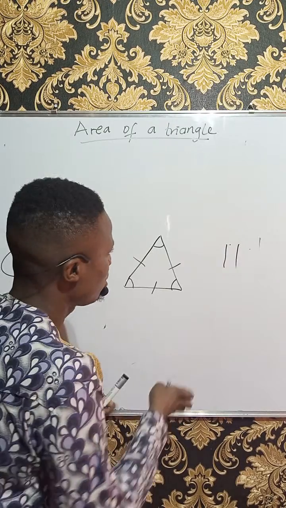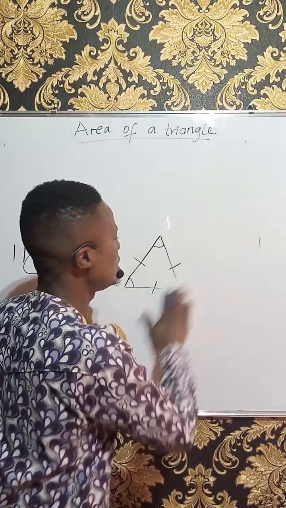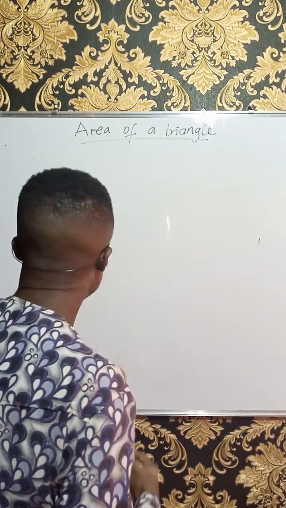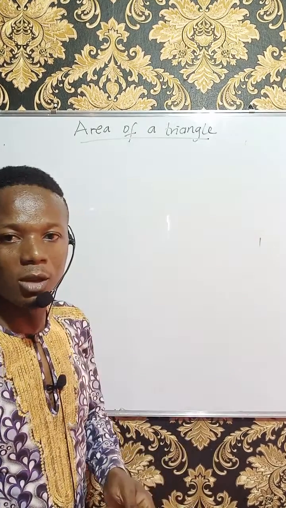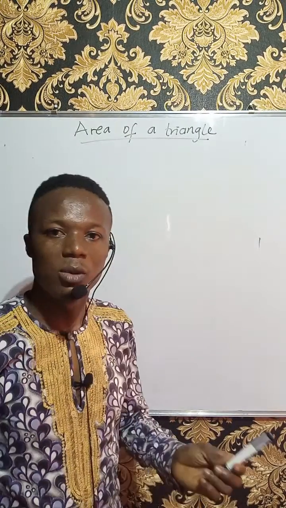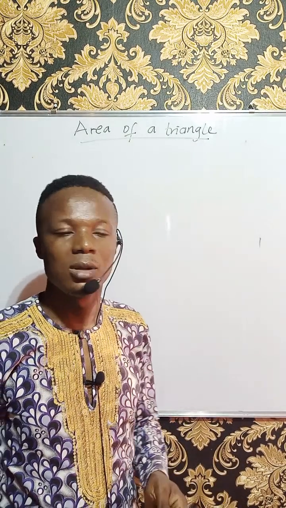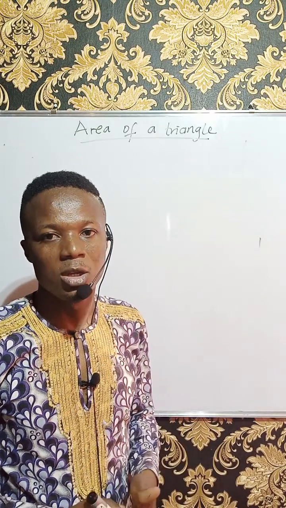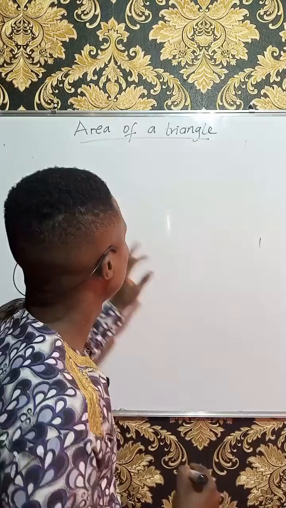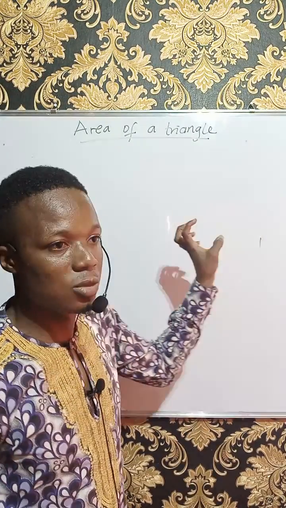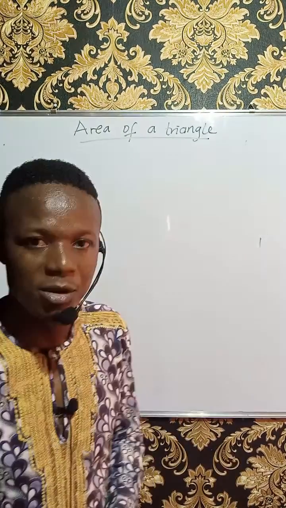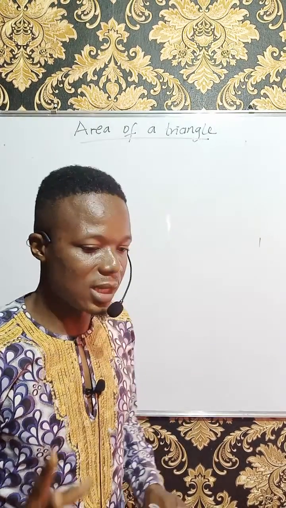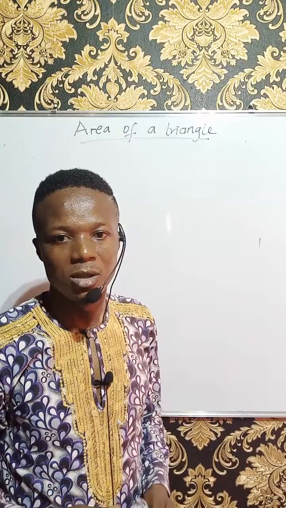That is what we call the types of triangle. There are so many types of triangle. We have the isosceles triangle, equilateral triangle, scalene triangle, and the right angle triangle. But that is not what we are here to discuss today. Today, I'm going to take you around all the methods you have to employ in getting the area of a triangle.